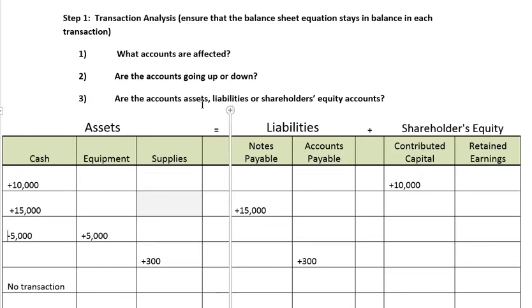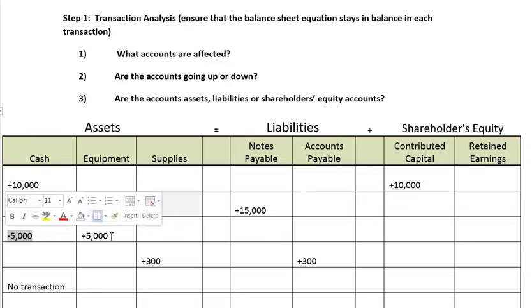Our equipment account, it's an asset, and it went up. So again, our equipment account went up. It's an asset. Our cash account went down. Cash is an asset, so we have one asset going down by $5,000 and one going up by $5,000.